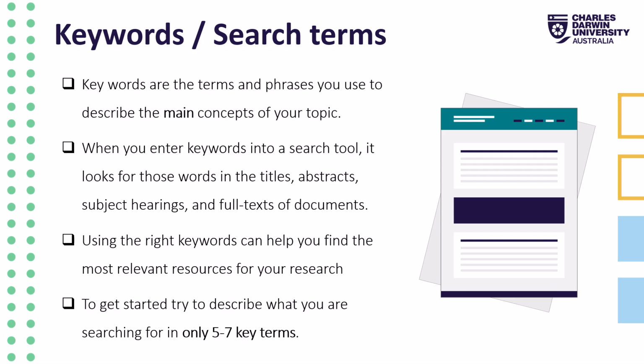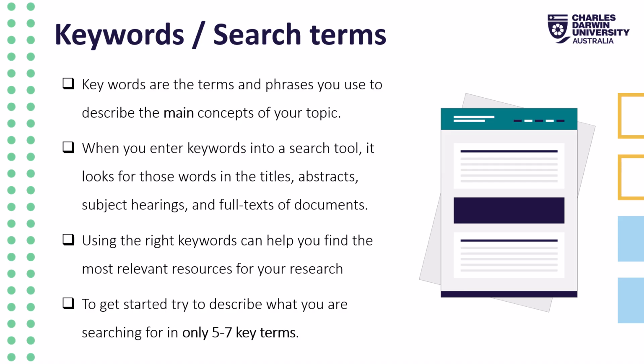Now, keywords are the main concepts for the research on which you're writing. When you're entering your keywords into a search tool, like Google, Google Scholar, Library Search, or a database, these tools look for the words in the titles, the abstracts, and sometimes even the full text. It's a bit like pattern matching.